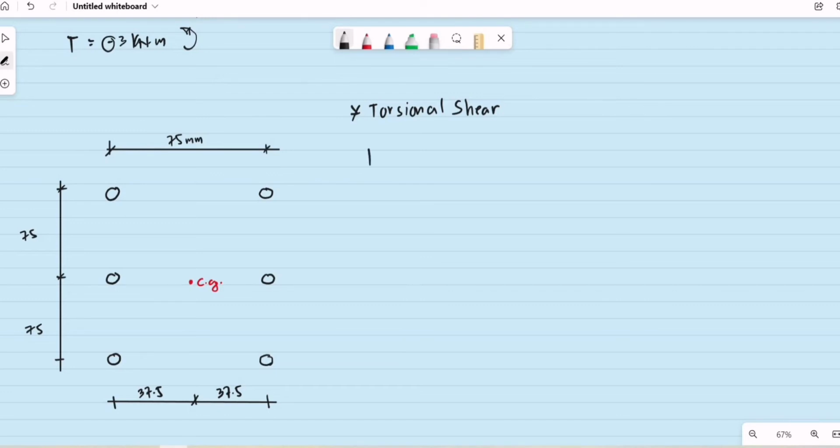We have the torsional shear caused by the horizontal load, P sub Tx, equal to the total torque, or the net torque, divided by the summation of d squared, multiplied by the value of y. So how do we compute for the d squared? Let us first check the coordinate of all bolts with respect to our center of gravity.